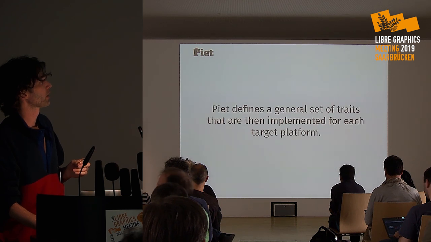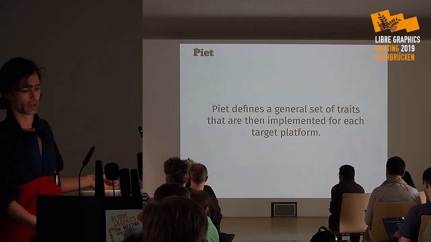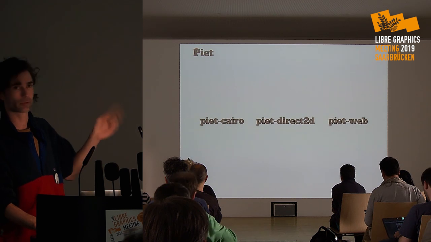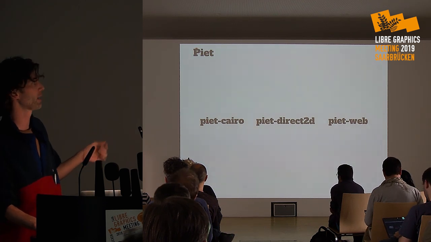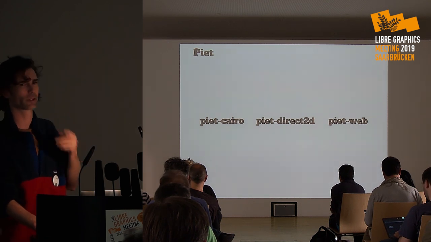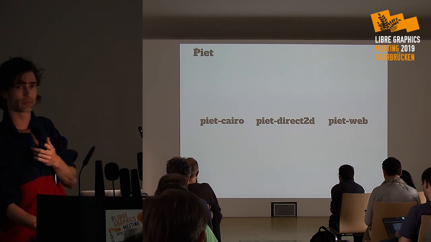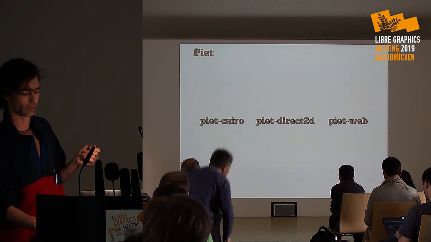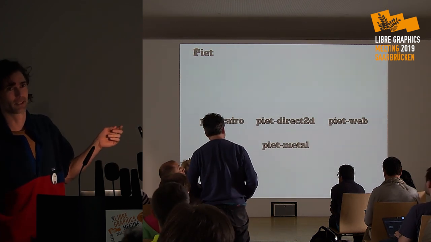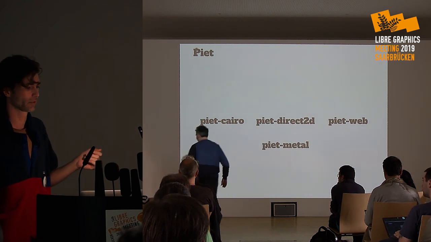And so Piet defines a general set of traits that are implemented for a given target platform. Currently, there are backends for these three platforms. We have a Cairo backend, Direct2D for Windows, and then a web backend, I think. Raph can touch on that. I think it's using the Canvas API. Yes. And then Raph has been recently working on something new that he'll talk about shortly, which is Metal, and I couldn't help myself with the... Yeah. So maybe Raph will talk about that for a few minutes?